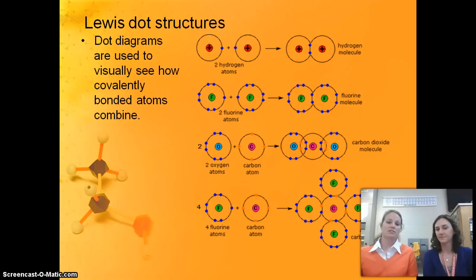So in our first example at the top, we have 2 hydrogens. Hydrogen is always going to covalently bond because it only has 1 electron. If it only has 1, it can't give it away in an ionic bond, so it has to share with somebody else. So here we've got 1 hydrogen with the other hydrogen. They're going to bond together and fill their outer shell and get 2. So it's kind of an exception.